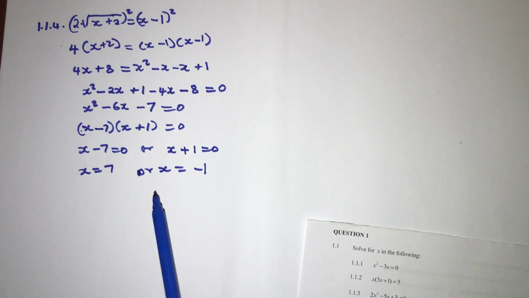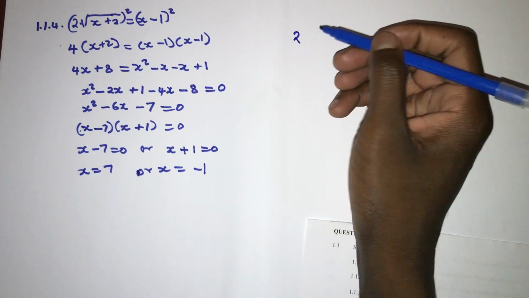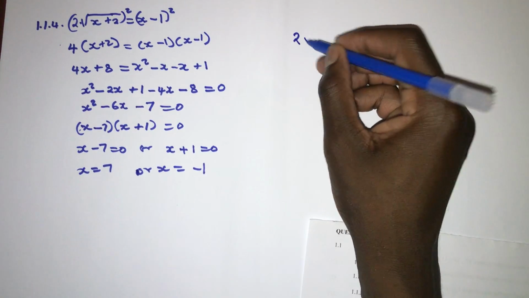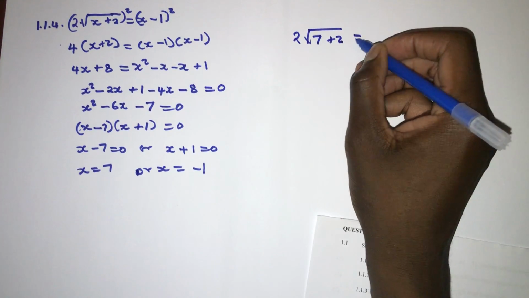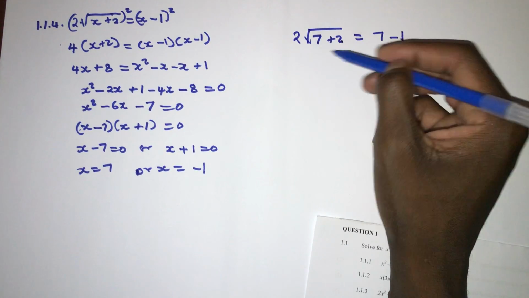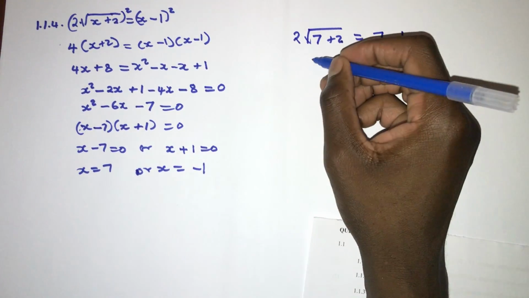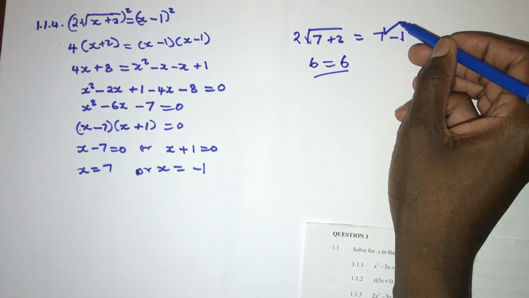So up to this step, you are not done. Now we have to check. You go back to the original equation and substitute all the values. So we start with the positive 7. We are going to say 2 times the square root of 7 plus 2, then it's equal to 7 minus 1. So this is 9, the square root of 9 is 3, so it's going to give us 6, and then the other side is going to give us 6. It means that 7 is correct.